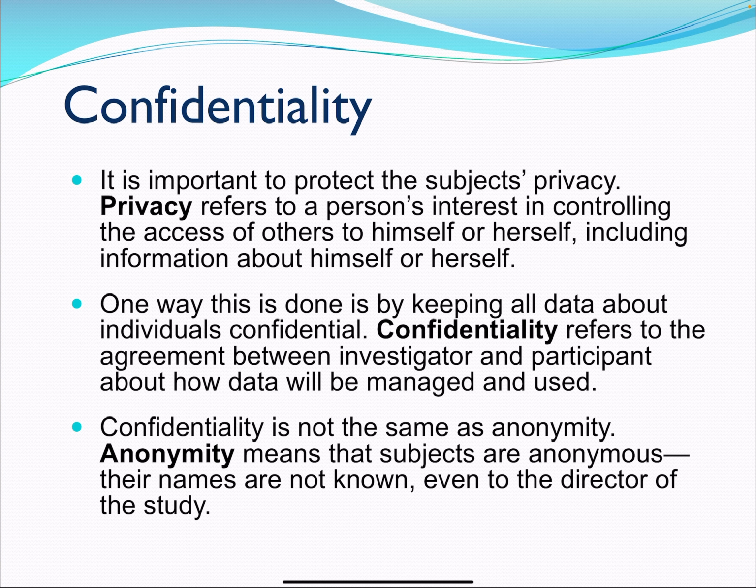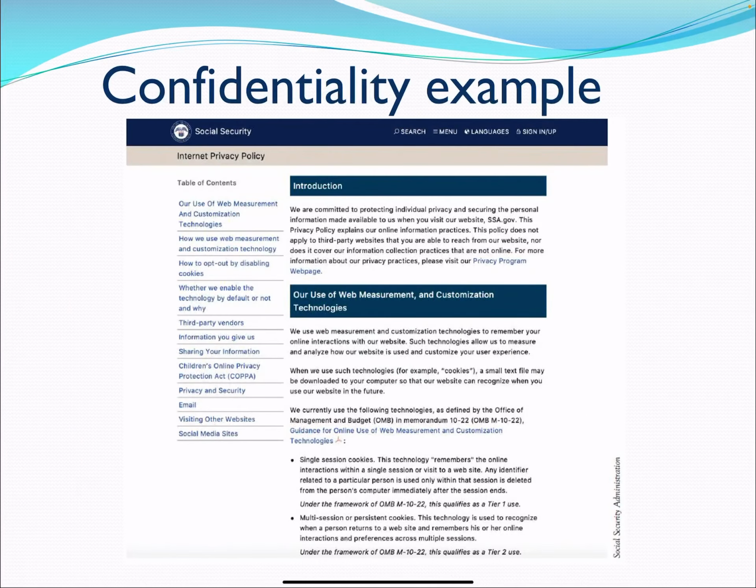Confidentiality is not the same as anonymity. Okay, anonymity means that the subjects are anonymous. Their names are not known even to the director of the study, right? So I may know the names of my participants, but I won't tell anybody, right? Because we're keeping it confidential, but it's not the same as anonymity. So here's an example of a confidentiality example. This is from the Social Security website, right? It talks about how they use your information and gives you a nice introduction, more links, right?